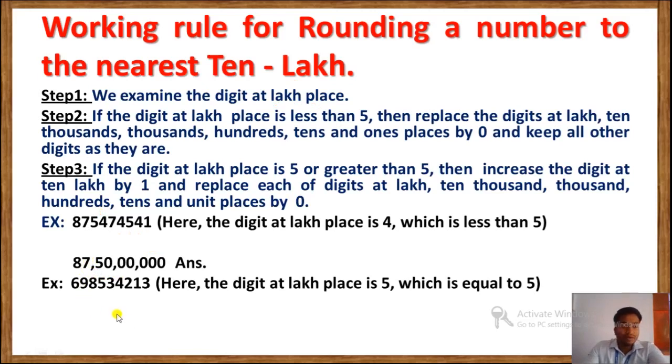Now here we have another example: 1, 10, 100, 1000, 10,000, lakh. So we have 5 in the lakh place, just to the right side of the 10 lakh place. So we have 5, which is equal to 5. So what we have to do? We have to increase the digit in the 10 lakh place by 1. Now we have 8 in the 10 lakh place. When we increase by 1, it will become 9.